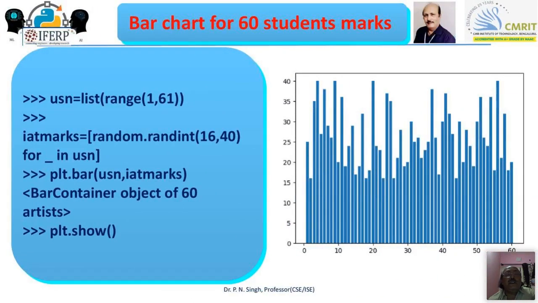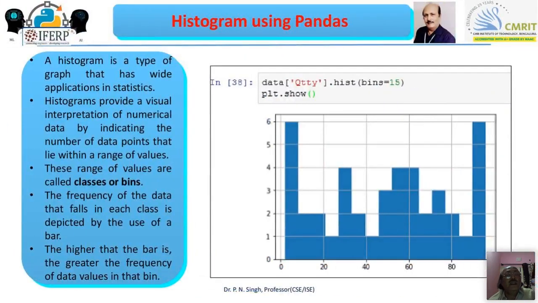Like that, the bar chart of the 60 student marks is shown here. If you take the range 1 to 61, like their roll number 1 to 60, because it takes the range one before the last. And here you are taking random integers, assuring there will not be less than 16 marks and not more than 40 marks. These are drawn. And then you can also draw histograms showing how many marks have come under what range. This is the histogram for seeing the same data.